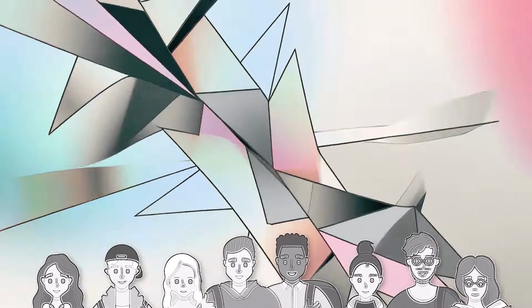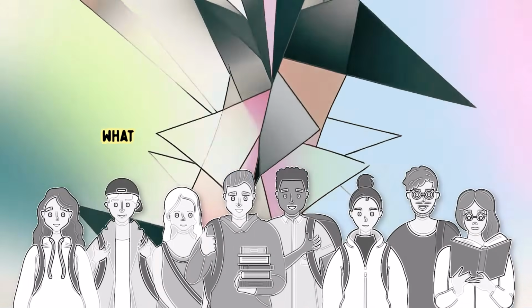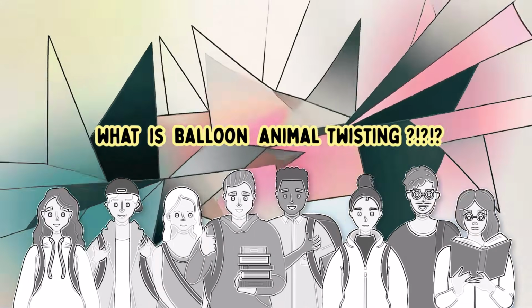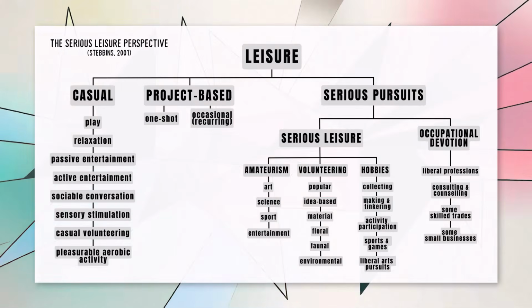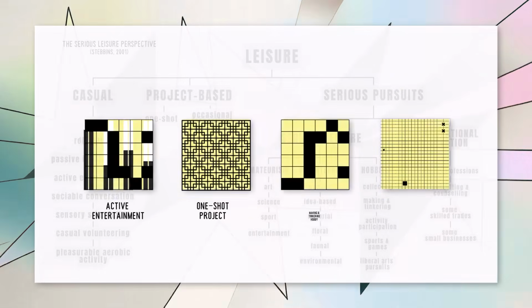Next, timely social scientific theories vitalize and deepen the conversation. We ask, What is balloon animal twisting? The serious leisure perspective, a theoretical framework of leisure, provides an answer and reveals 4 distinct information environments.